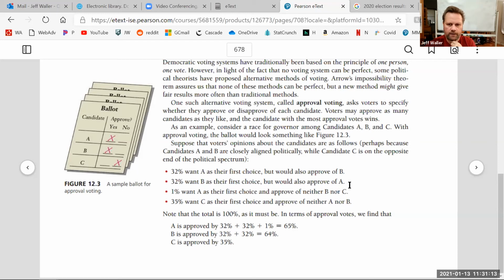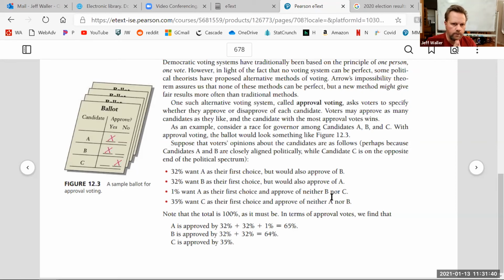Is that cool? Do you guys see that? So 32 plus 32, 1% like A plus 1%, so 65%. And then you do the same thing. B, 32% like B here, another 32% like B here, and then nobody else likes B. And then C, only 35% like C because nowhere else where they approve. Can you guys get that idea?